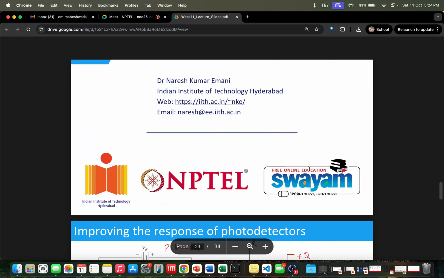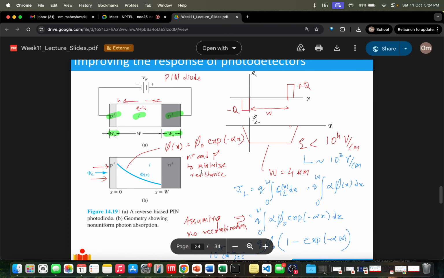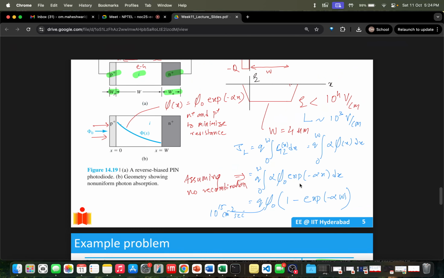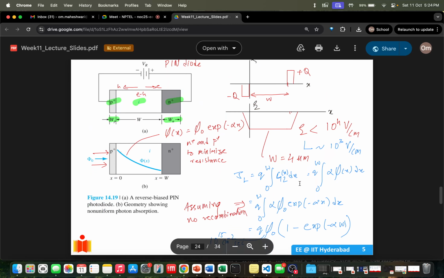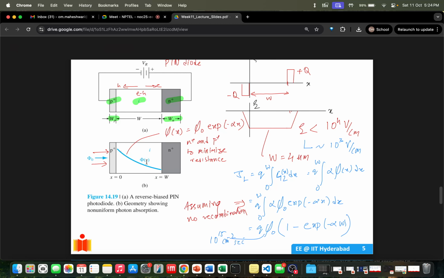So to improve the response of the photodetectors, you can use a PIN diode. Basically, we are increasing this depletion width W. If you use a PIN diode, this whole I region will be depleted. So with more depletion width you have more electron-hole pair generation, and more light current will be obtained.